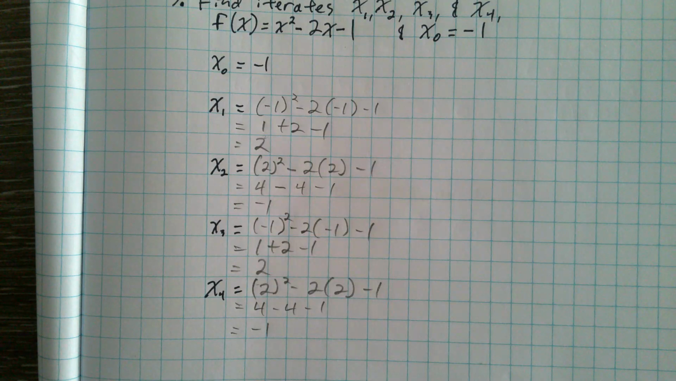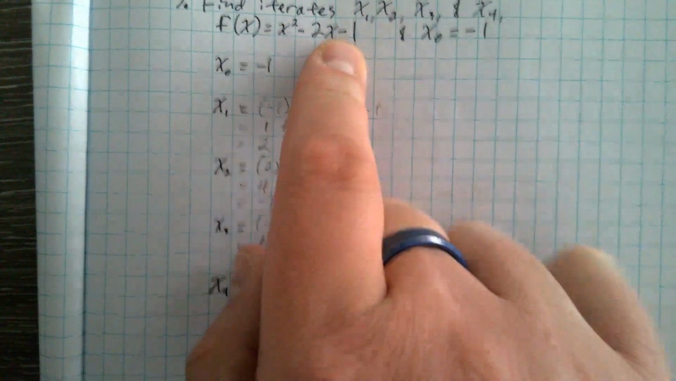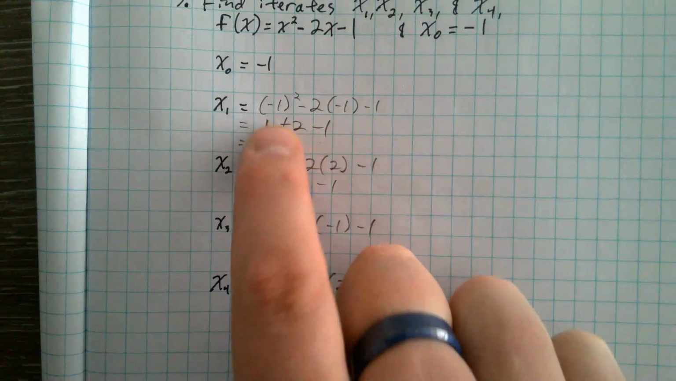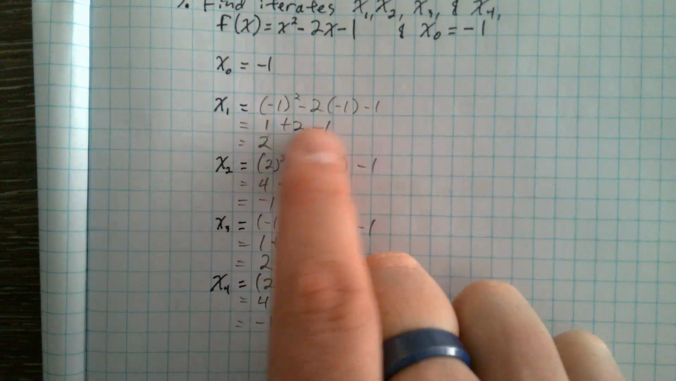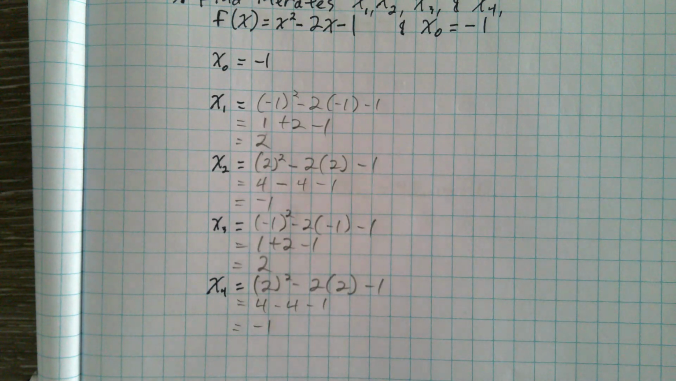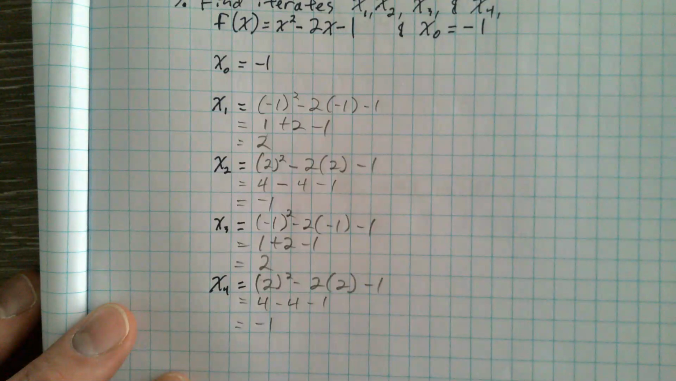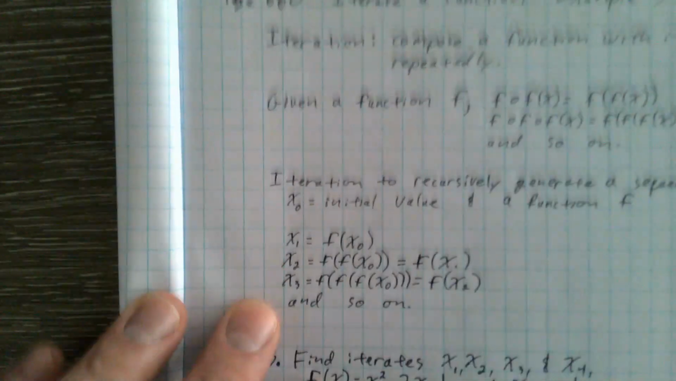Okay, so x squared minus 2x minus 1. Our initial value is negative 1. Negative 1 squared is 1. Negative 2 times negative 1 is positive 2. So assuming I did my arithmetic correctly, which it looks like I did, that is our iteration of a function. All right.